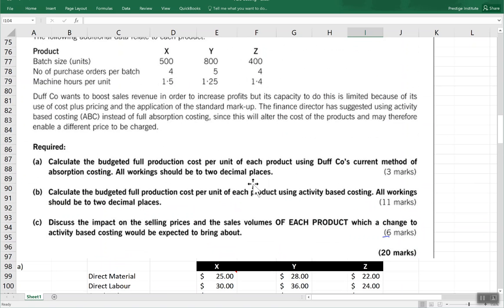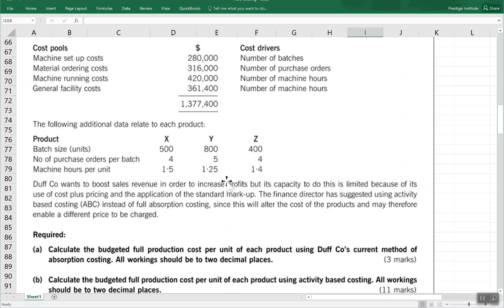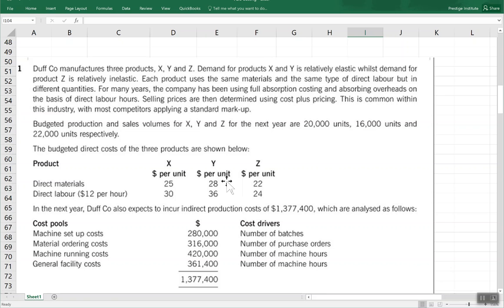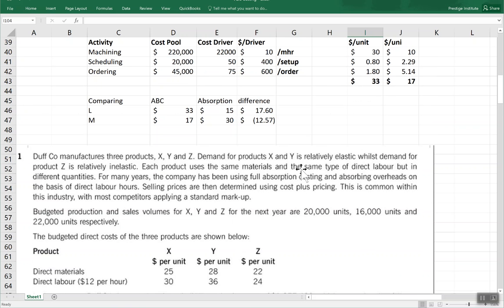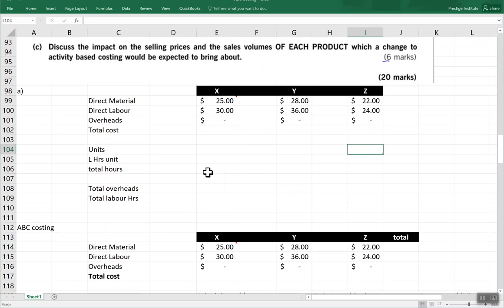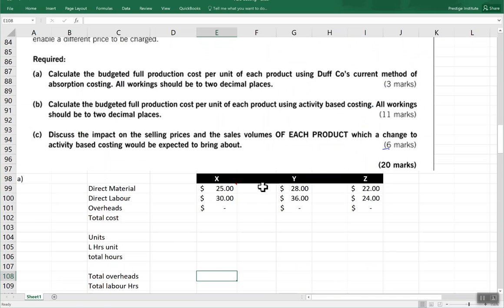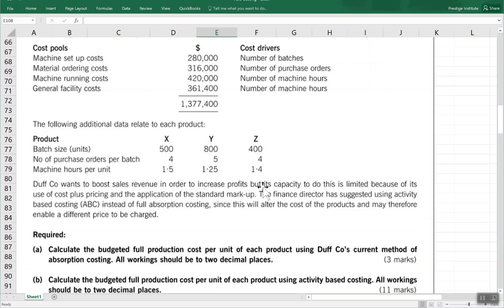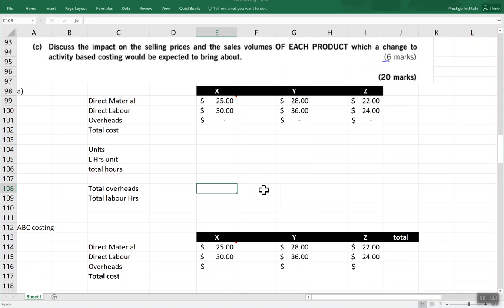Where was that information given about labor hours? Okay, each unit uses direct labor but in different quantities. Absorption costing here is on a labor hour basis. So we are going to take the total overheads. It doesn't matter in absorption costing which activity it relates to. We divide it directly on one activity, labor hours or machine hours.